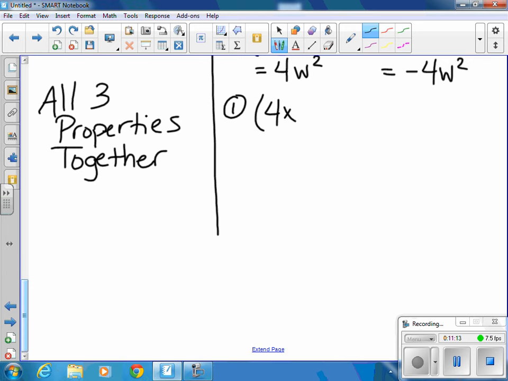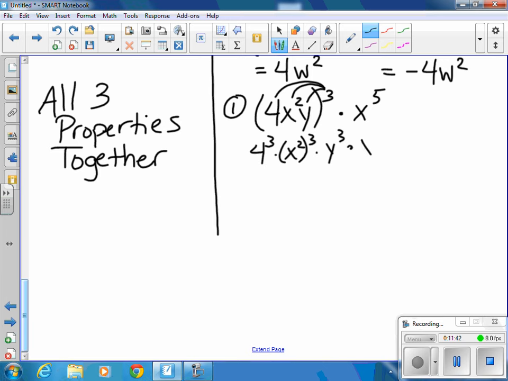All right, so when we take a look at this first one, we're going to have parentheses 4x squared y, parentheses raised to the 3rd power, times x to the 5th power. This problem has all 3 properties in it. The first thing you want to make sure you always do, just like in an equation, is distribute. So I need to give this power of 3 to the 4, to the x squared, and to the y. So when I bust it apart, it's going to be 4 to the 3rd power times x squared to the 3rd power times y to the 3rd power, and then bring down times x to the 5th.